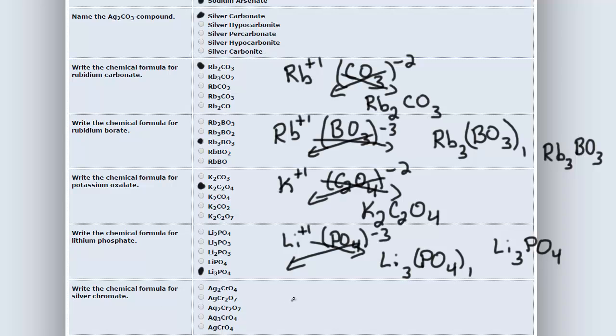Write the chemical formula for silver chromate. Silver is Ag. It's a +1 charge. Chromate is CrO4, and it is a -2 charge. So we bring those over. The chemical formula must be Ag2CrO4.